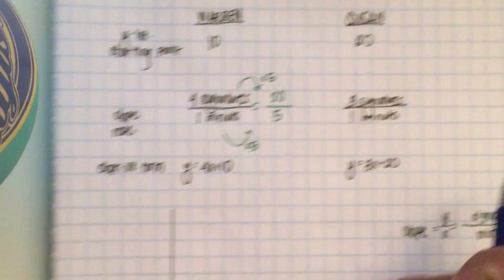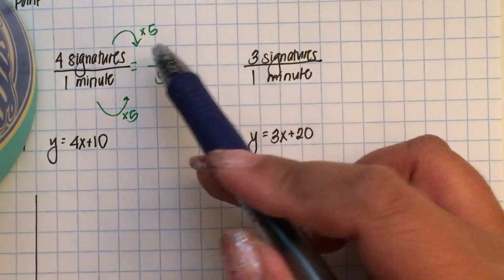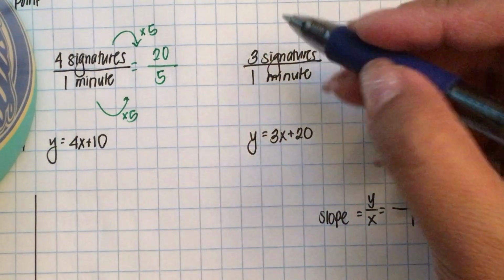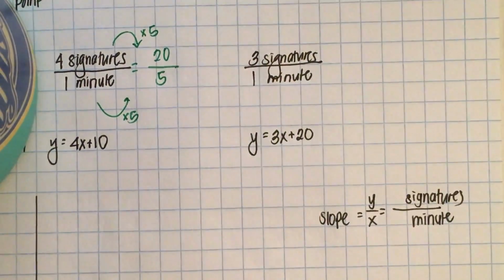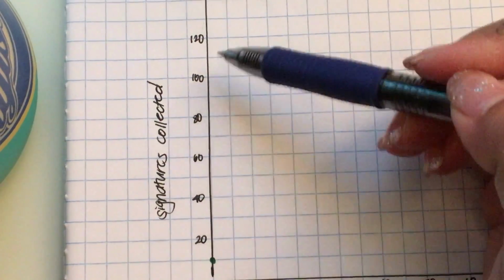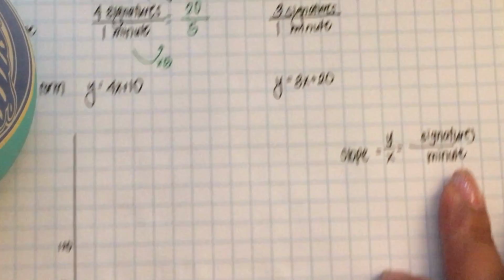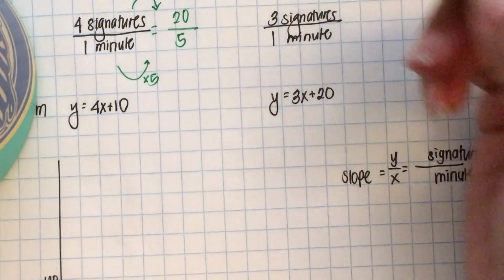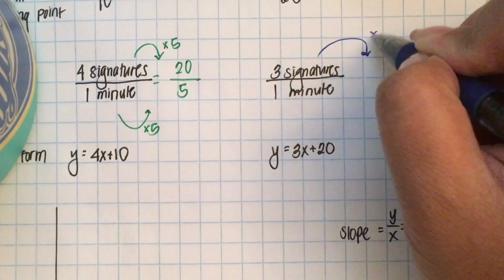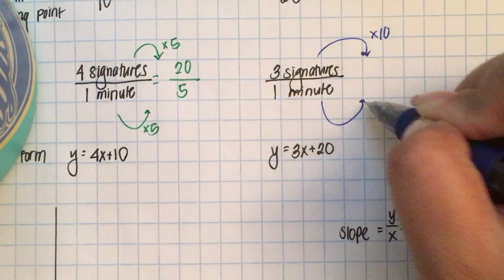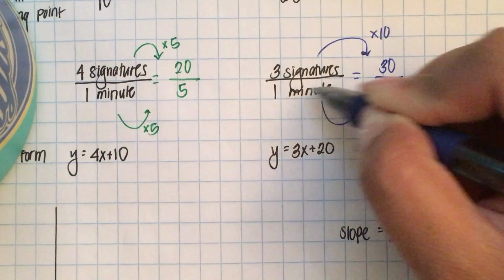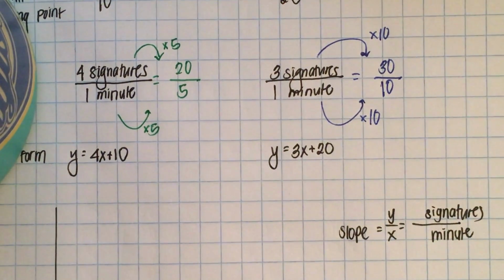Susan, if I multiply 3 times 5 like I did here, Susan's going to have 3 times 5 is equal to 15, and that's a 5 at the end. And we want to be able to get a number divisible by 10 on our y-axis. So the next number we could multiply by is 10. So we're going to go 3 times 10 and 1 times 10. 3 times 10 is 30, and 1 times 10 is 10.